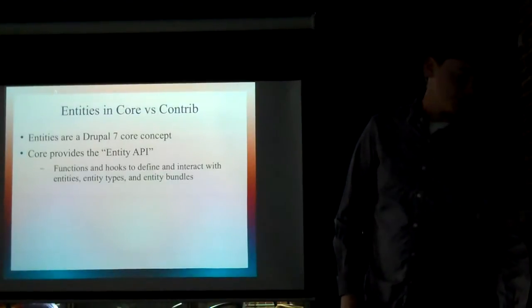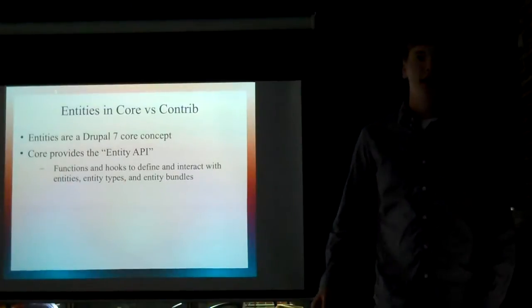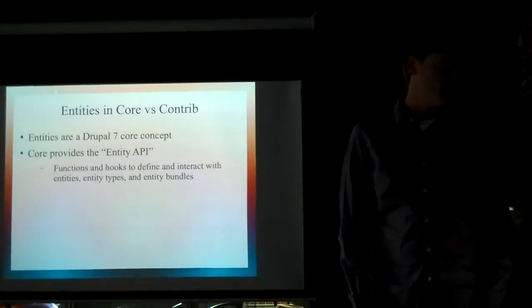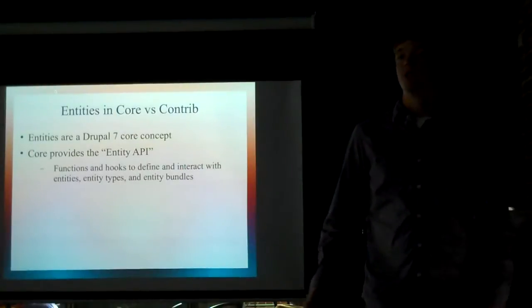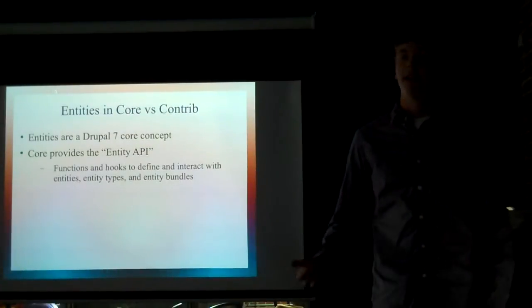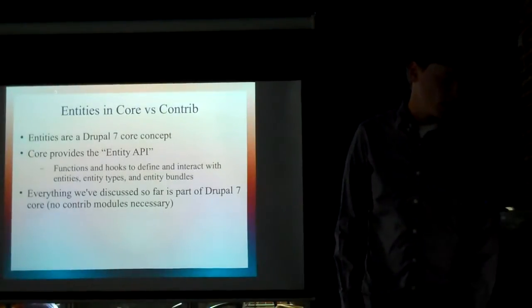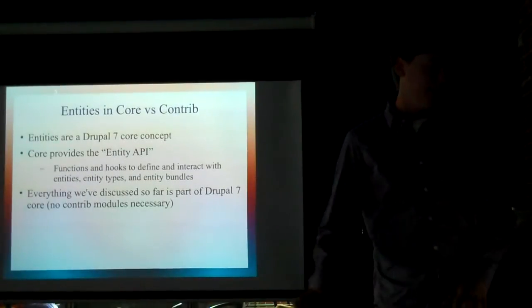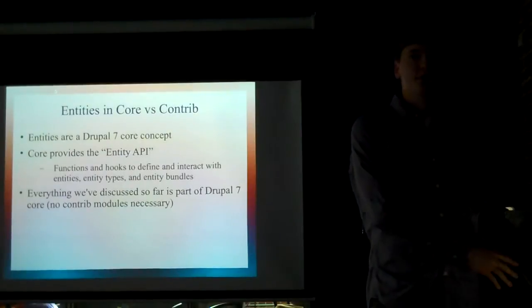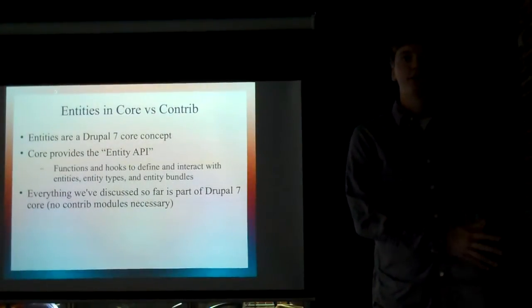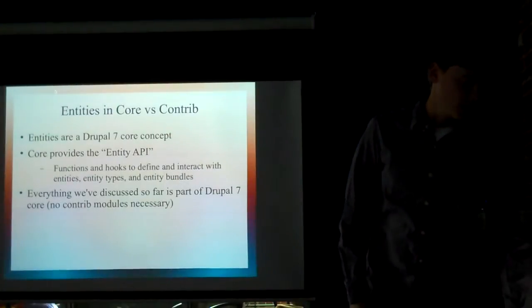So entities are a Drupal 7 core concept, and core provides this Entity API, is how it's known. So those are the functions and hooks used to define and interact with entities, entity types, and bundles. And so far, everything we've discussed is part of Drupal 7 core, except for the examples of Five Star and CCK. Those are contrib modules.